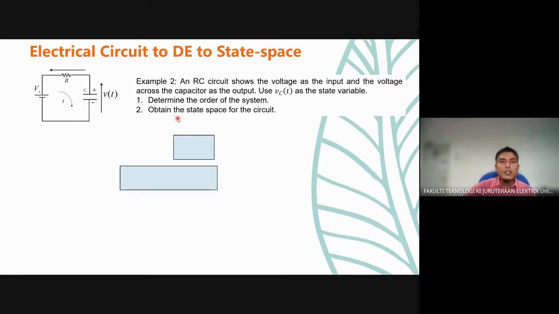Okay, so firstly, example number 2. An RC circuit shows the voltage as the input. Just take note: voltage as the input and the voltage across the capacitor as the output. Use VCT as the state variable. Firstly, you need to determine the order of the system and obtain the state space for the circuit. As I mentioned before, what must you have before you proceed to solve this kind of question? The first thing, what you must have.